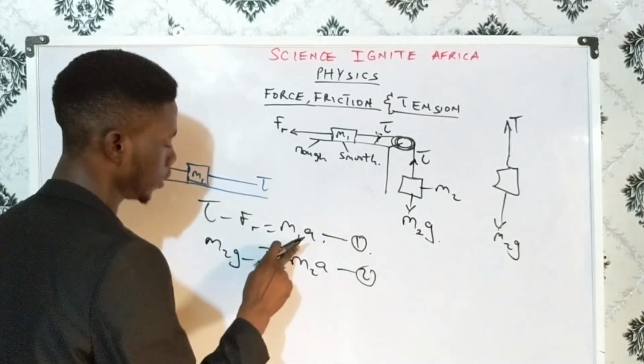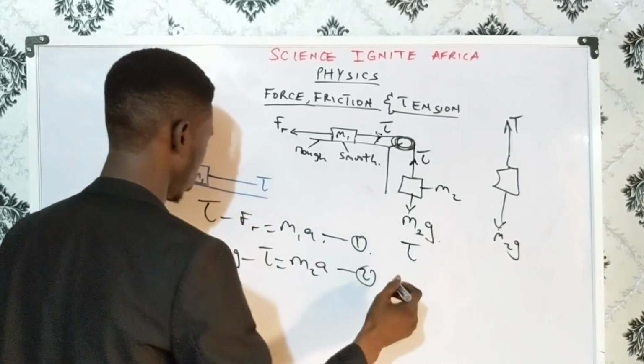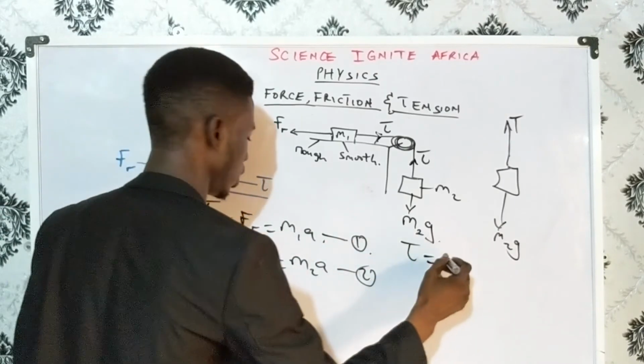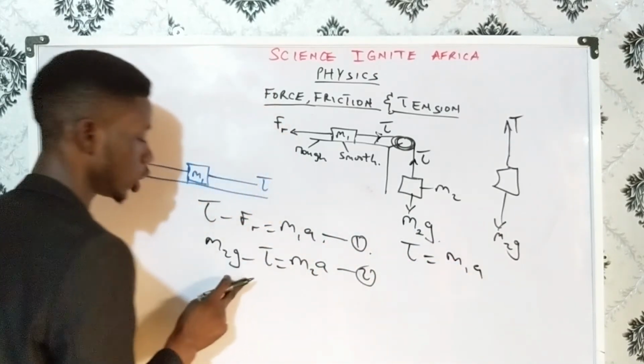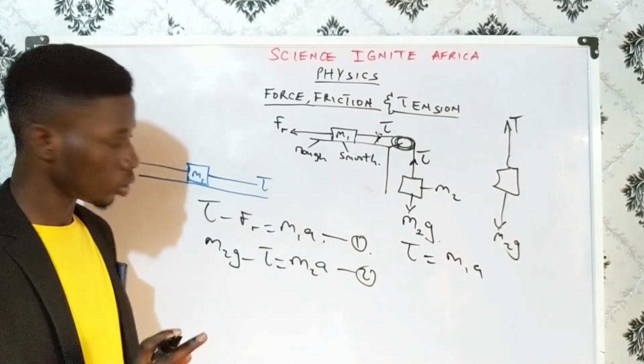In the case where there is no friction, we have T equals m1a, and this equation 2 still remains the same, because it does not have anything to do with friction. So take note of that.